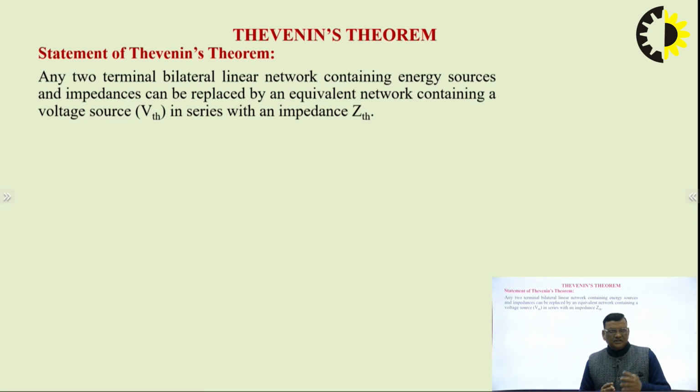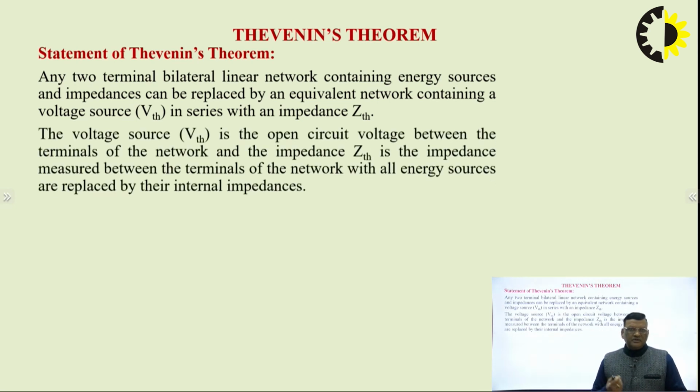containing only one voltage source in series with an impedance. The voltage source is the open circuit voltage across the terminals of the network, and the impedance ZTH is the equivalent impedance across the load terminals when we replace all the energy sources by their internal impedances. So how do we get this VTH and ZTH in a Thevenin equivalent circuit? VTH is the open circuit voltage between the terminals of the network, and ZTH is the impedance measured between the terminals of the network with all energy sources replaced by their internal impedances.